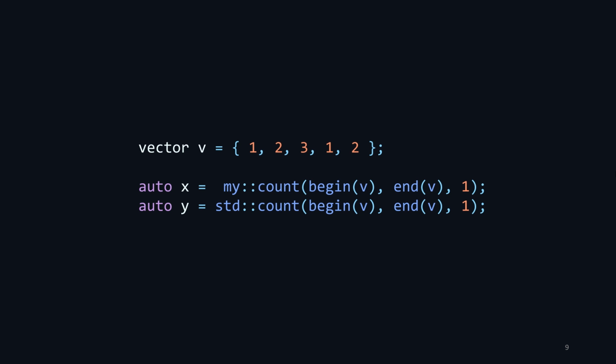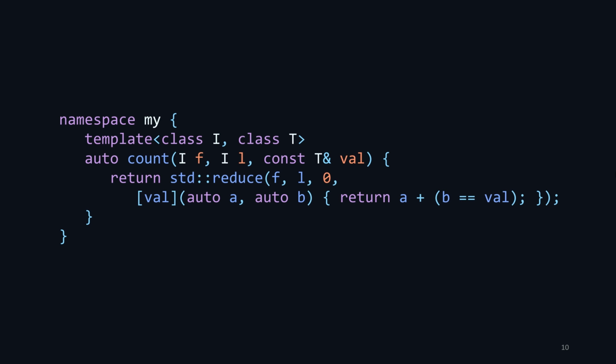And if we look at our implementation of my count, you can see here we're passing in two input iterators, F and L for first and last, and then a value that we're checking to see how many times it exists. And we are just passing a custom binary operator in the form of a generic lambda. So note this is C++14 here due to the generic lambda. And we're capturing the value val and then just adding to our accumulating count A whenever B is equal to our val here. So that's our first example, and I have a second example of any_of.